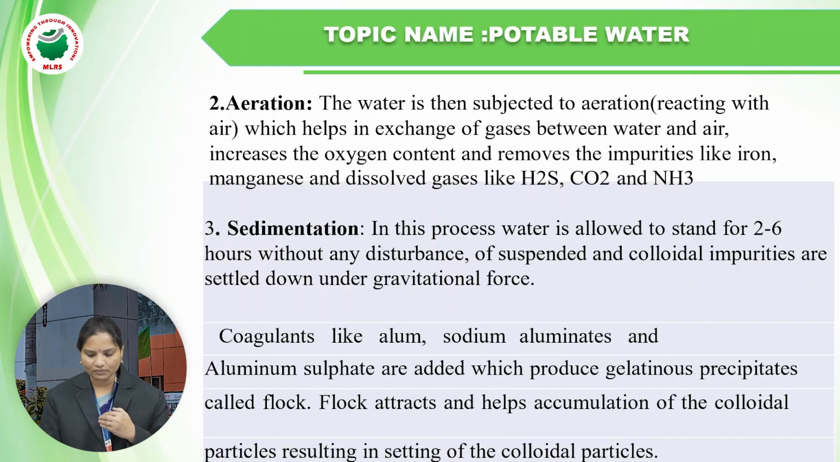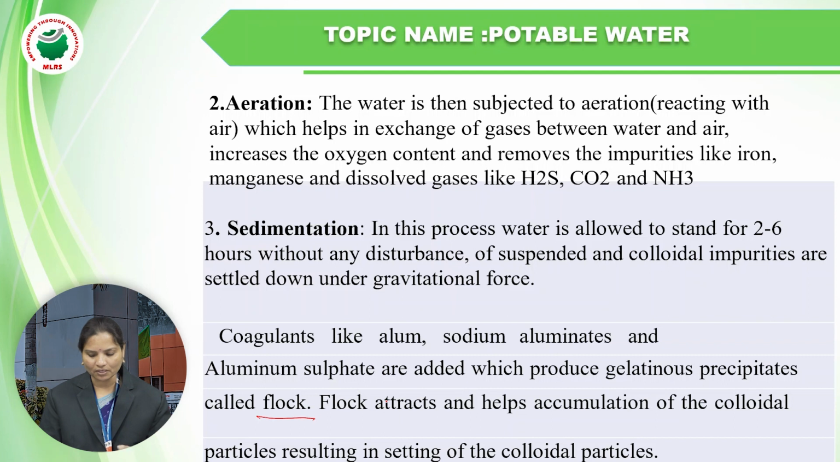When the attraction takes place, gelatinous precipitates are formed. This gelatinous precipitate is called floc, so this sedimentation process is also called the flocculation process. By this flocculation we eliminate colloids and suspended impurities. In this flocculation or sedimentation process, the alum attracts the impurities.